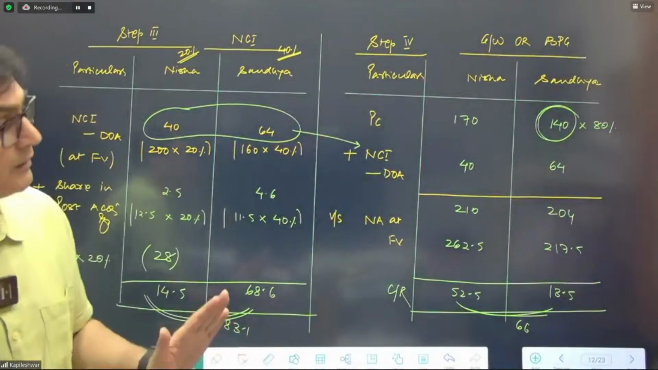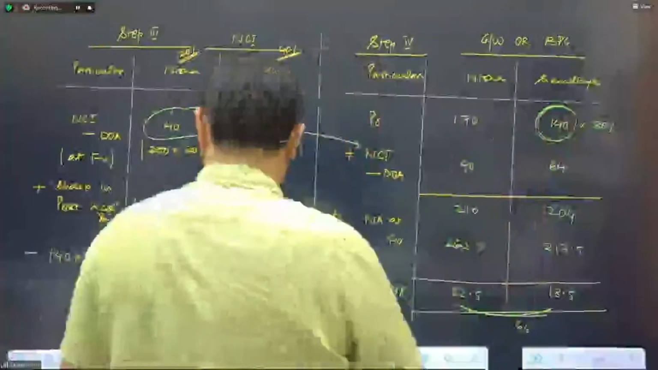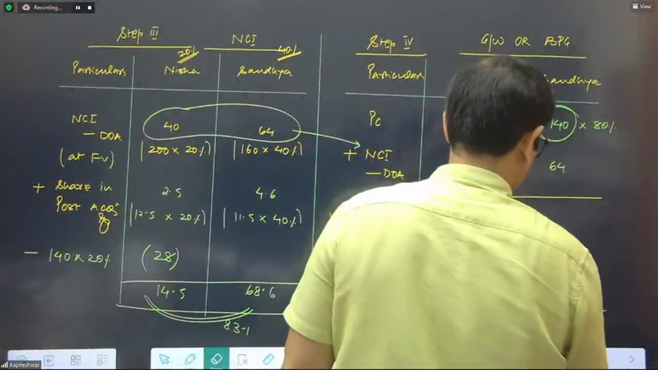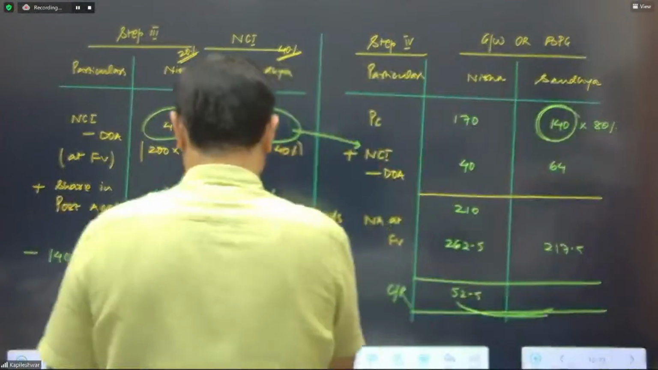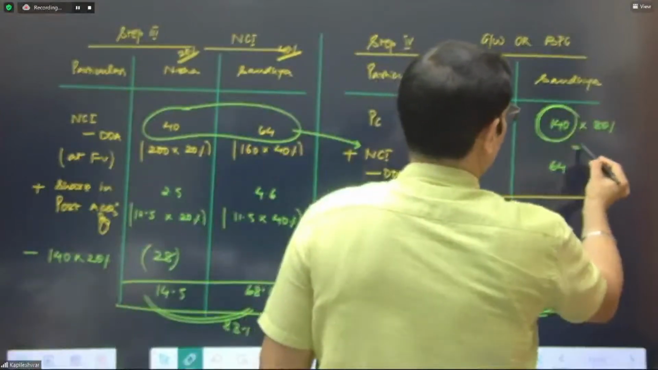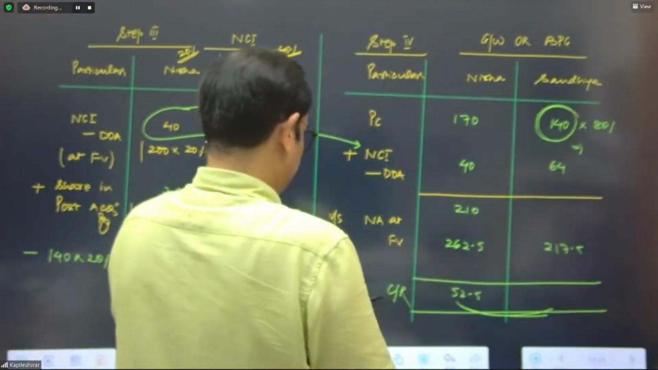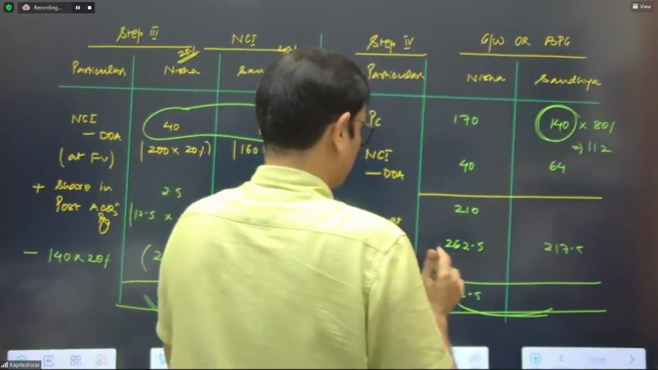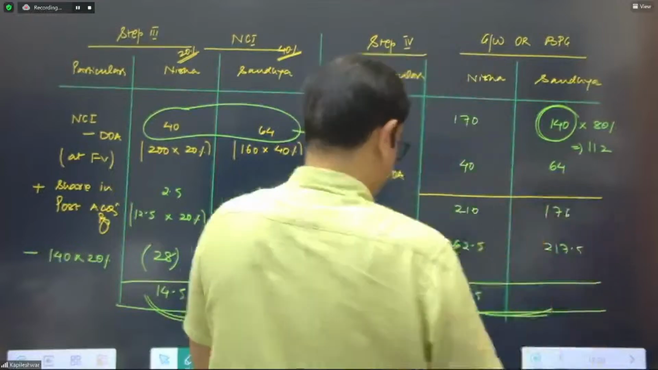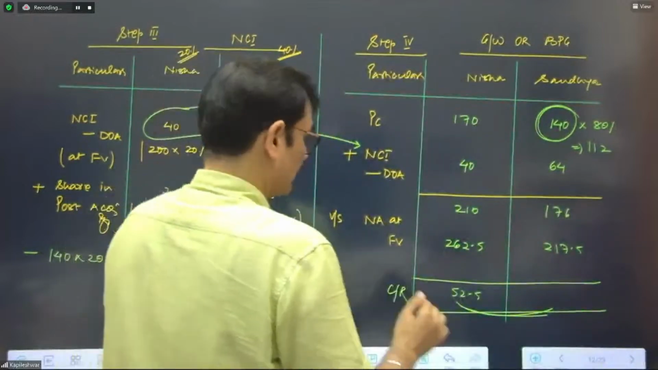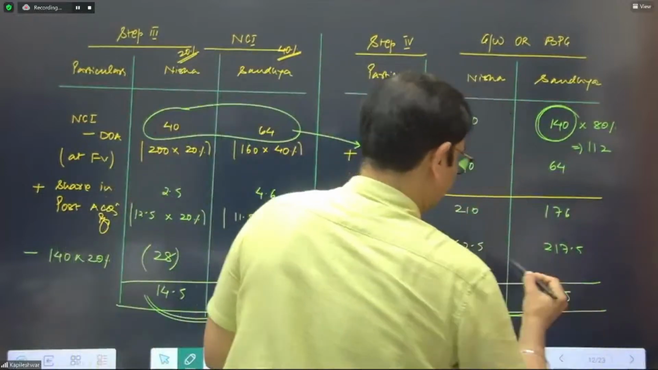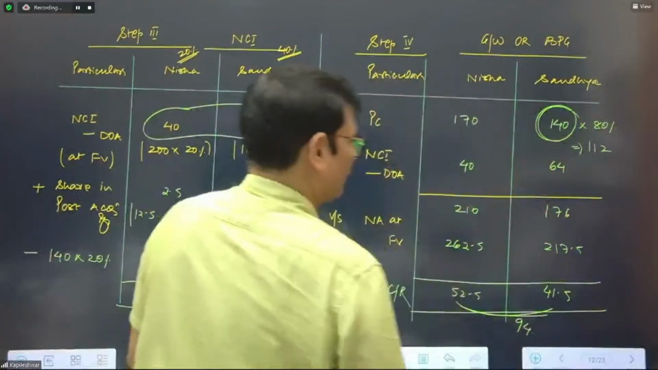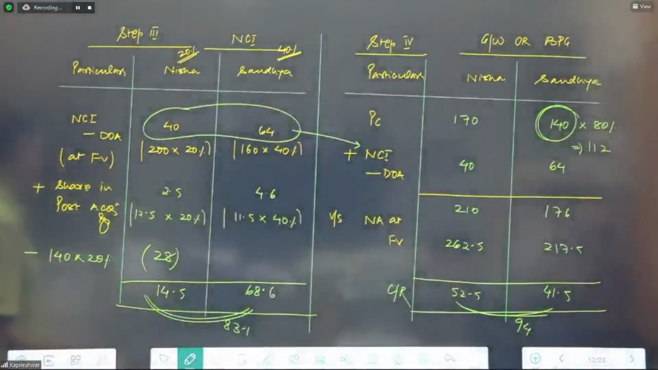Sorry, I think I made a mistake. I didn't take that 80%. It's not 204. I'm afraid we need to change the figure. This is 80%. 140 into 80% is 112. And this works out at 176. And this works out at 41.5. And this sum total is 94 from the consolidated balance sheet perspective.